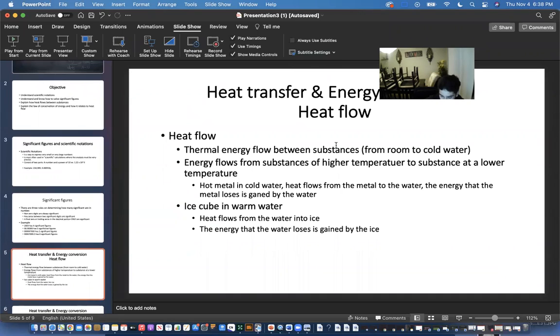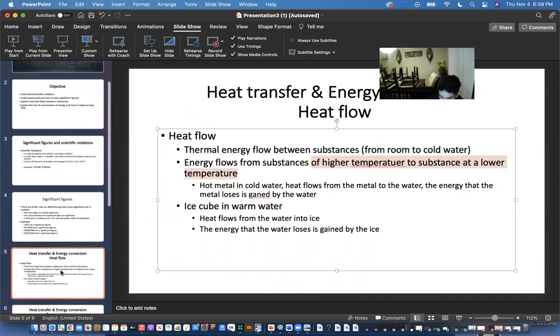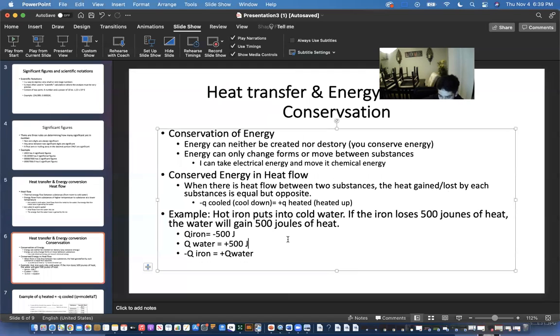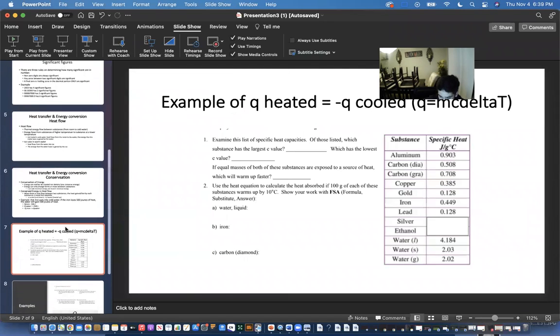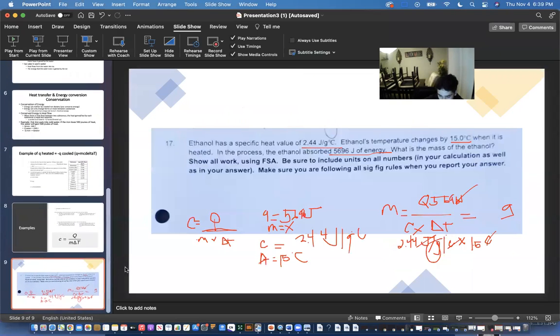Heat flow, right? We talked about this. It always goes from higher temperature to lower temperature, right? Remember this, if you're given this table? If you're having to calculate heat, you know what to use, and you multiply everything, right? And even with this, when you're calculating for specific heat, and then ultimately mass, right?